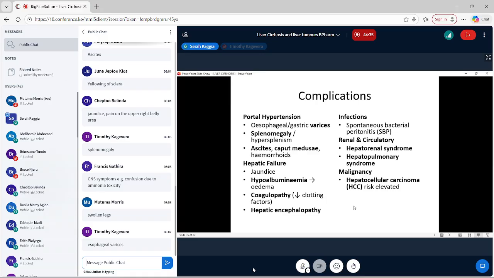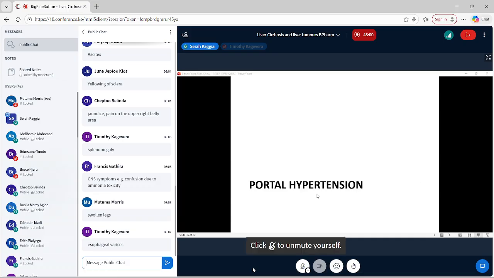First I pause there and ask whether you have understood about liver cirrhosis. We covered the pathogenesis, then we looked at the morphology, both grossly and microscopically, how the patient presents, and then we looked at the complications. So let's discuss portal hypertension.